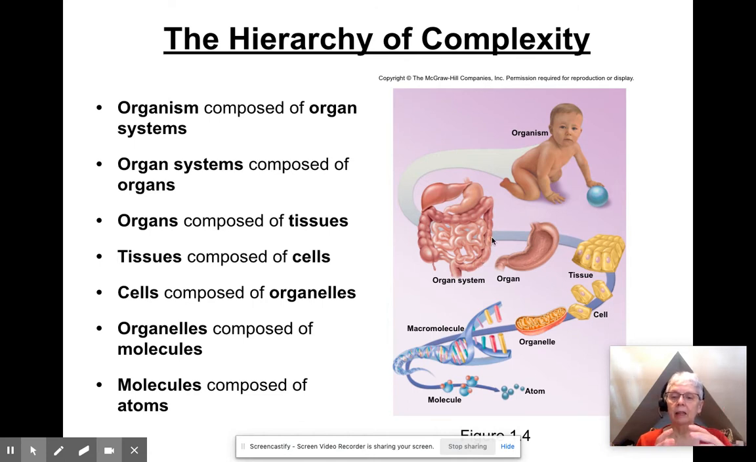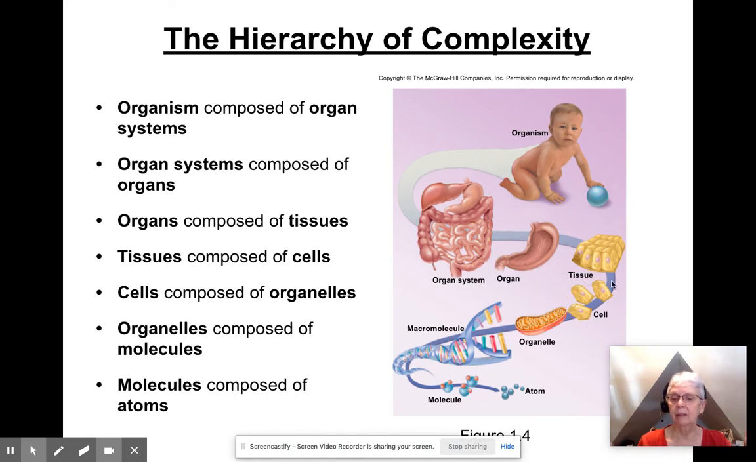Then you break it down again into a smaller component, which is your organs. If you're talking about the urinary system, you may just talk about the kidney. Or if you're talking about the digestive system, you may just talk about the small intestine. Or if you're talking about the nervous system, you may just talk about the brain. Again, we're breaking it down into smaller components so we can look at it. Organs then are built of tissues, and tissues are basically just a group of cells, which is our next step down.